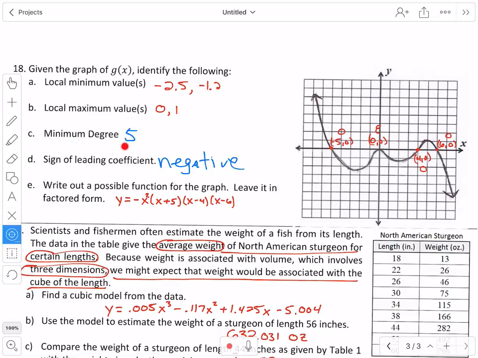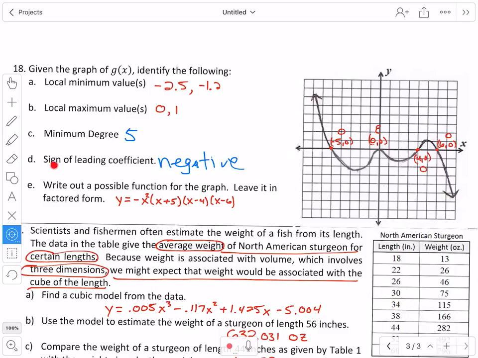Minimum degree is 5. Here's why it's 5. This is an odd degree, multiplicity of 1 perhaps. This is an odd degree, multiplicity of 1, another odd degree, multiplicity of 1. So 1 plus 1 plus 1 is 3. This is an even multiplicity, so it's at minimum of 2. So 1 plus 2 plus 1 plus 1 is 5. Minimum degree is 5. Another way to look at it, if you draw a horizontal right through here, you can hit this graph 5 times, which means the degree has to be at least 5.